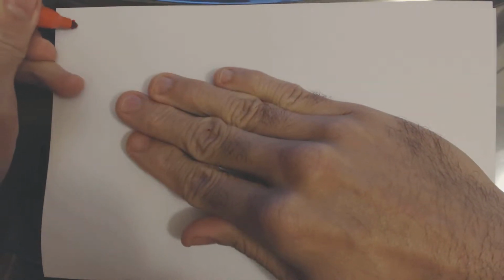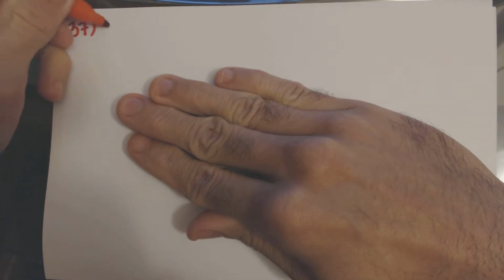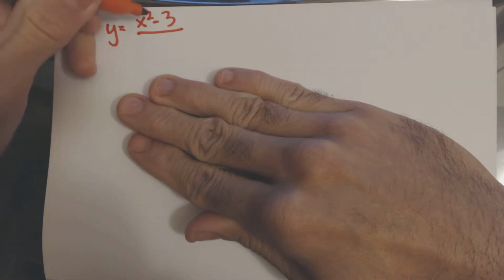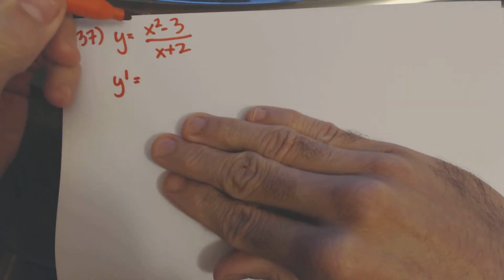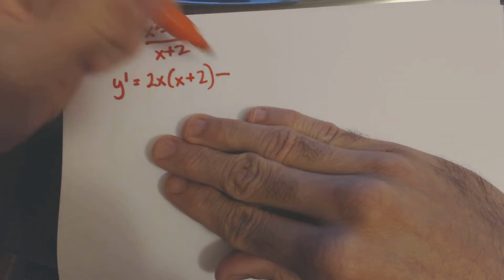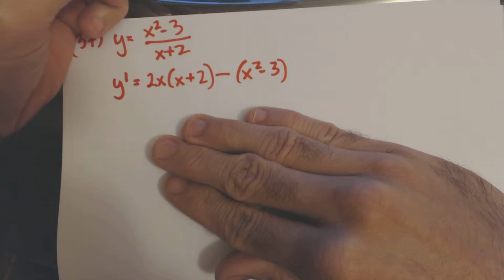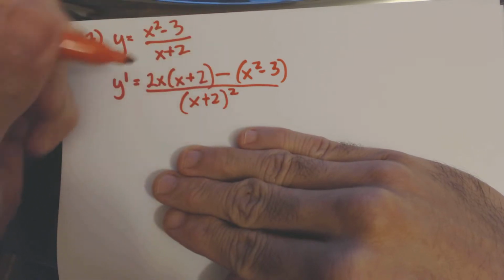All right, continuing on with section 13.1, relative extrema, we're doing number 37. y equals x squared minus 3 over x plus 2. So we're going to need to use the quotient rule here to differentiate this. So we've got y prime equals the derivative of the first function, which is 2x, times the second function, x plus 2, minus the first function, x squared minus 3, times the derivative of the second function, which is just 1, over x plus 2 squared.